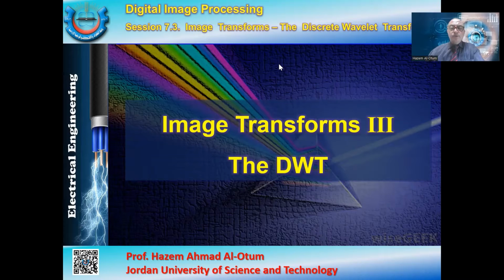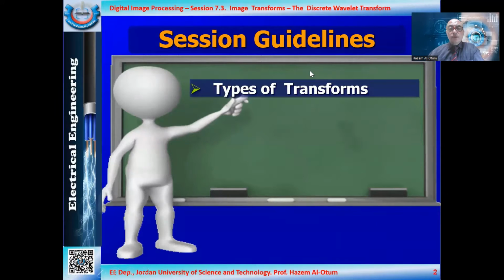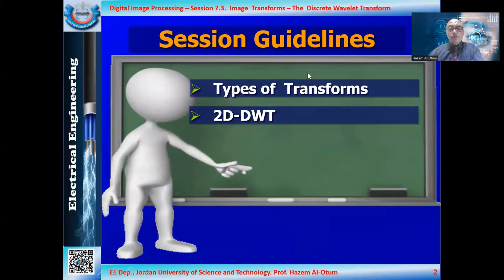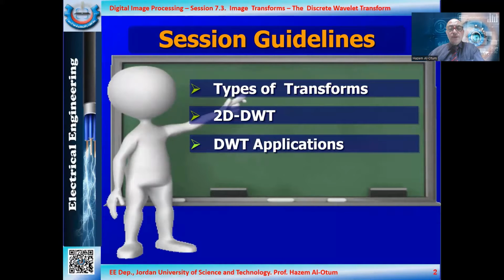This session will be talking about image transformation, or the image transform part 3, the discrete wavelet transform. We repeat the main idea of the types of the transformation. We will talk about two-dimensional discrete wavelet transform and its application shortly.